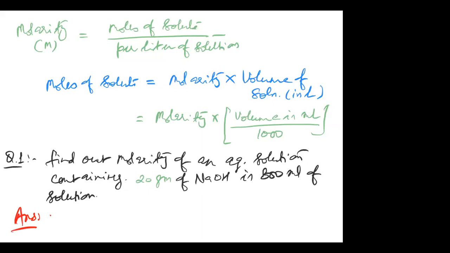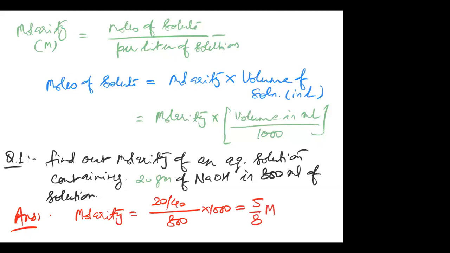So it's an easy question. You have to find the molarity of a solution in which 20 gram of NaOH is dissolved in 800 milliliter of solution. So its molarity is 20 gram divided by 40, divided by 800 multiplied by 1000. It comes out to be 5 by 8 molar, which means 5 divided by 8 moles per liter.